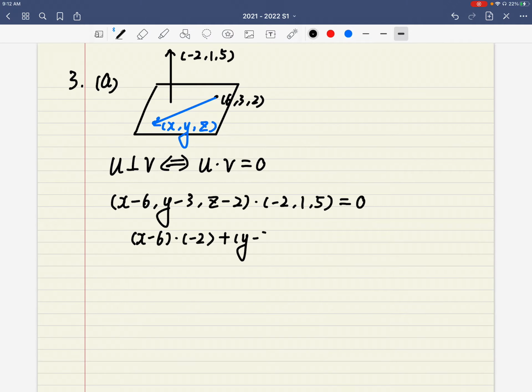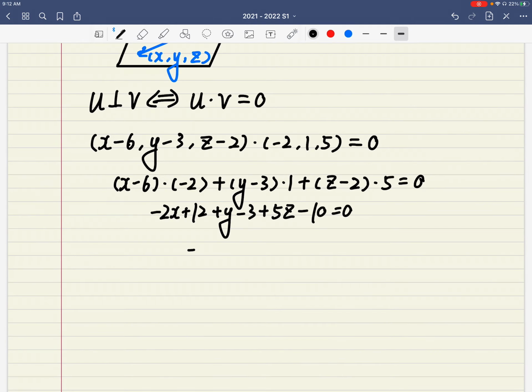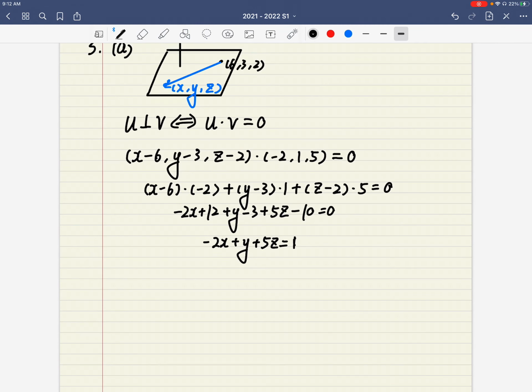Negative 2 times x minus 6, plus y minus 3 times 1, plus z minus 2 times 5 is equal to 0. So it's negative 2x plus 12 plus y minus 3 plus 5z minus 10 is equal to 0. So it's minus 2x plus y plus 5z is equal to 1. So this is part A.